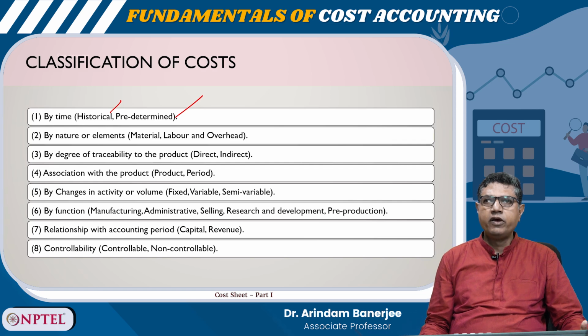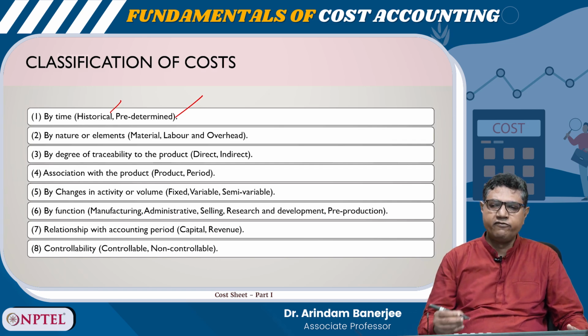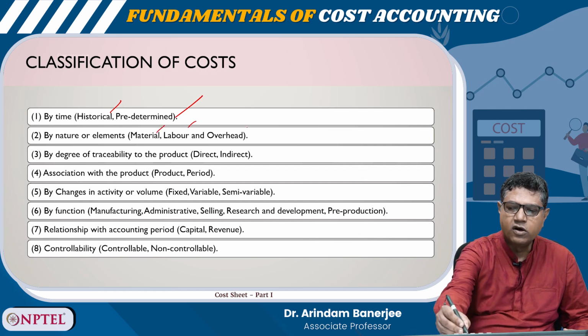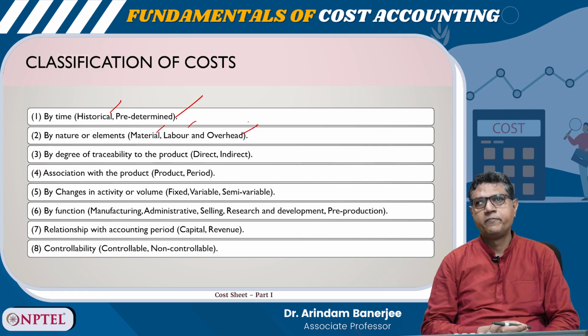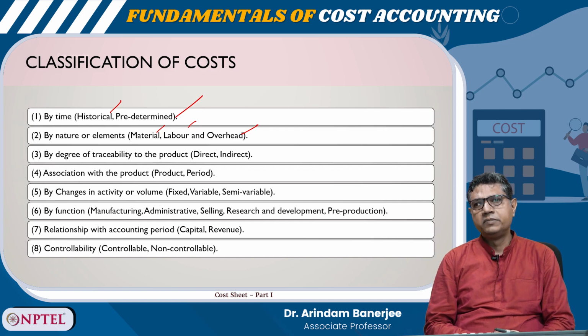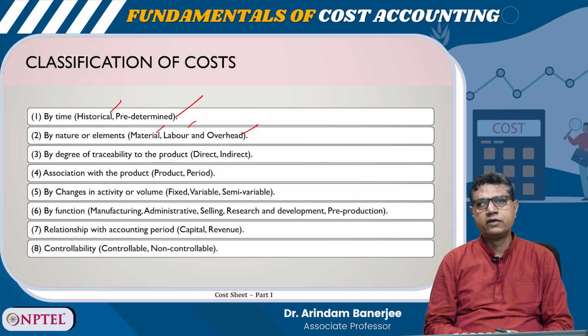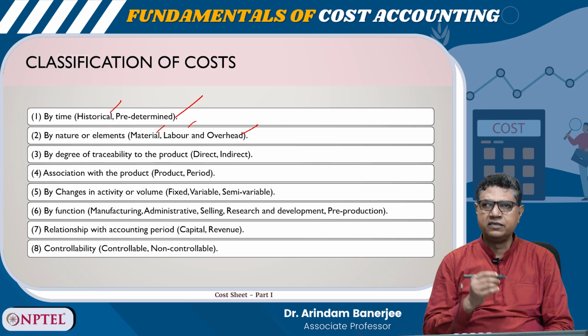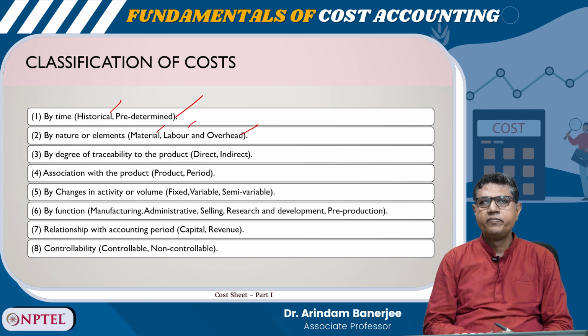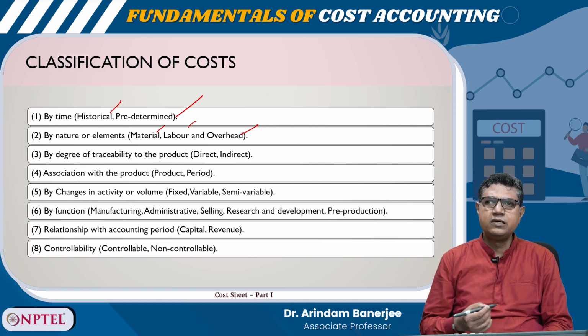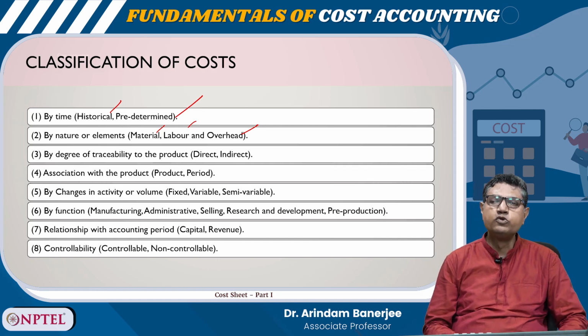The second way of classification is by nature of elements, for example, the material cost, labor costs, and the overhead costs. It can also be classified on the basis of traceability to the product, like direct cost or indirect cost. Direct cost is the cost which we can directly assign to the final product, and indirect cost is the cost which we can't directly assign to the final product, but we need to allocate it on some suitable basis.